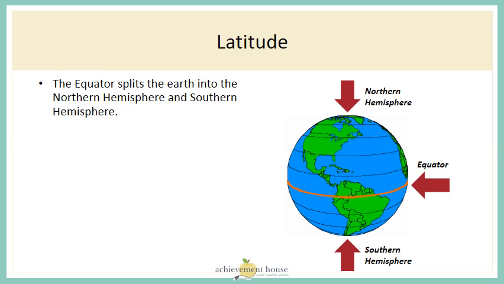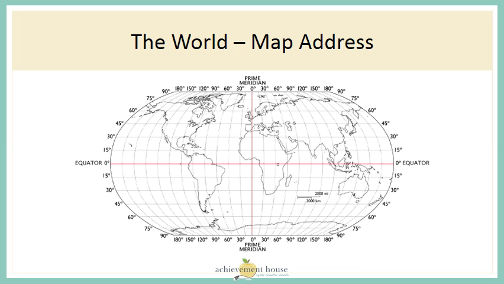The latitude lines run the other way. Think of them like a ladder, running from east to west. The equator cuts the world in half from east to west, creating the northern hemisphere and the southern hemisphere. When you put these lines together with the prime meridian and the equator, every place on Earth has a location when you put together longitude and latitude.